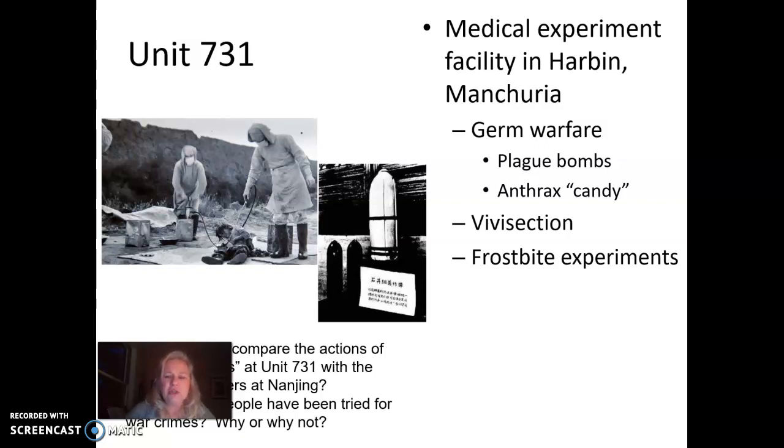First of all, vivisection is basically an autopsy of a live person. So the person would be opened up. They would be given a variety of diseases, and the medical experimenters there wanted to see what the effects of the diseases were on the prisoners. They did frostbite experiments. They also partially froze bodies and dissected them. Part of their germ warfare activity was plague bombs. So they would put the plague bacteria into porcelain bombs that they would drop into cities in China.